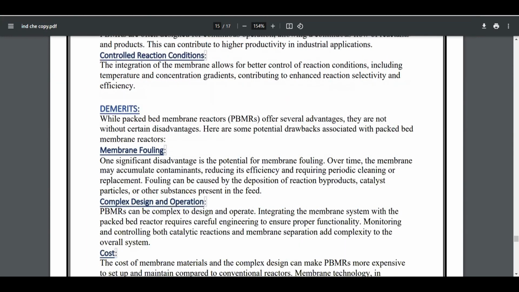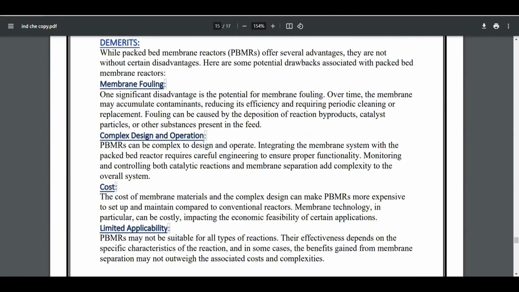Then there are some demerits of the packed bed membrane reactor. Here are some potential drawbacks associated with the packed bed membrane reactor. So the basic demerit of this reactor is membrane fouling. One significant disadvantage is the potential for membrane fouling. Over time, the membrane may accumulate contaminants, reducing its efficiency and requiring periodic cleaning and replacement.